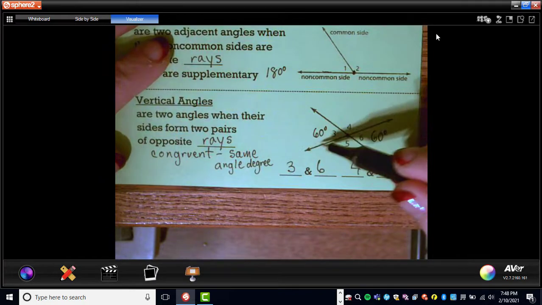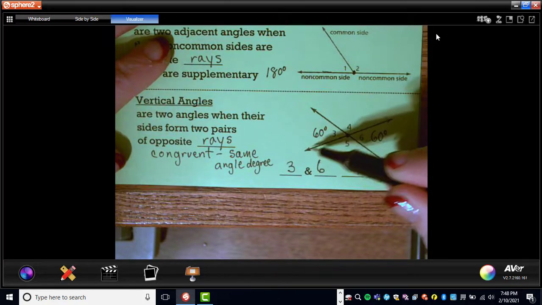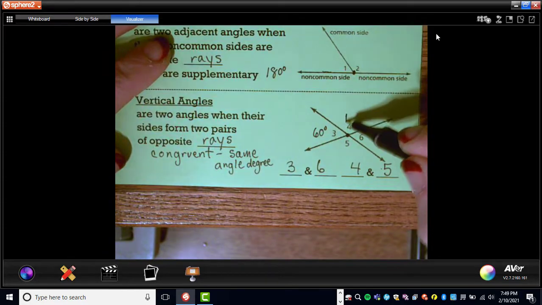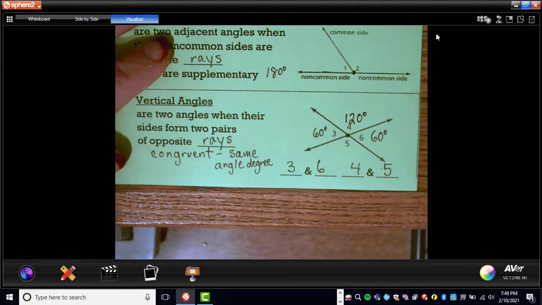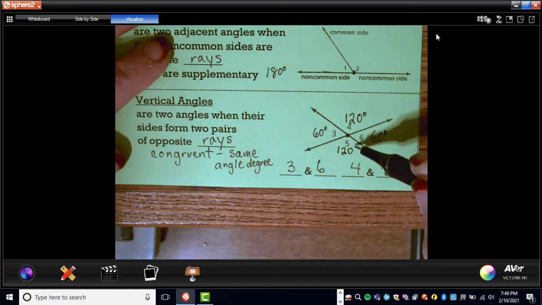And so we know that angle 3 and 4 make a linear pair. Okay, they're adjacent. 3 and 4 form this straight line. So I have to take 180 minus 60. That gives me 120. Now, because 4 and 5 are called vertical angles, I would know that angle 5 is also 120 degrees.